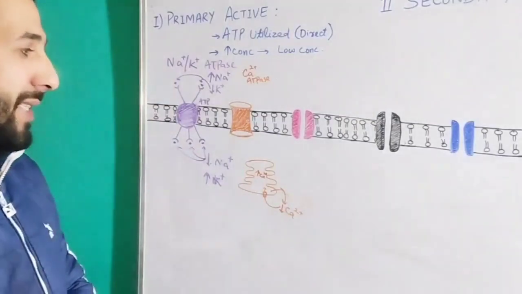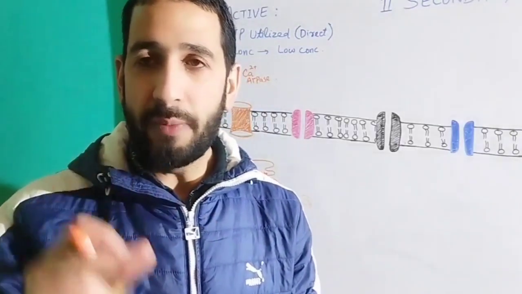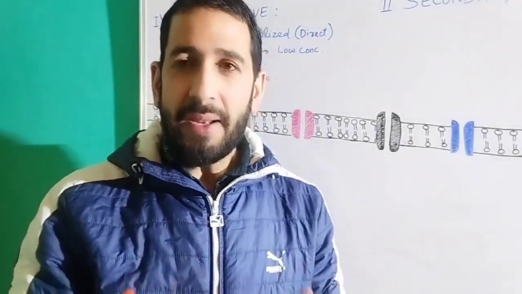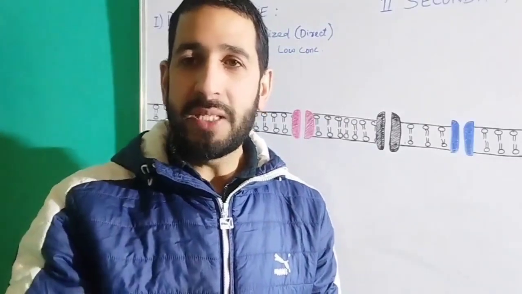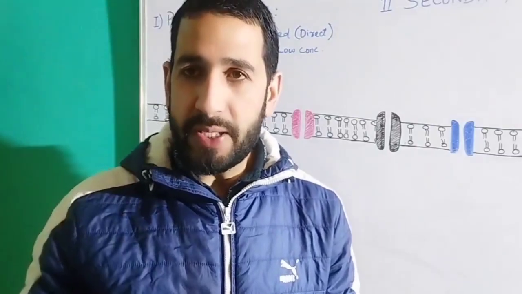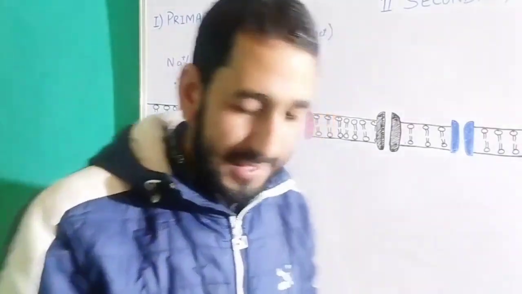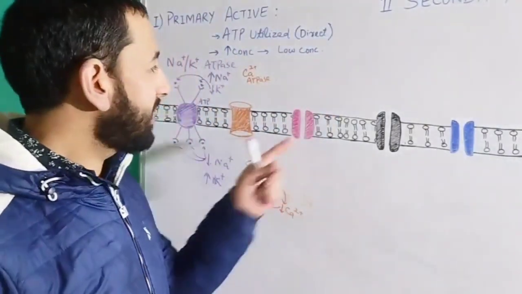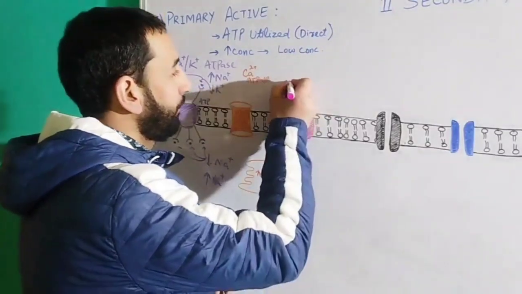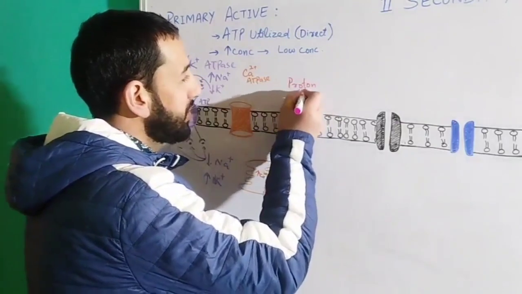Right. So this is the second example, which is calcium ATPase, and this calcium ATPase is particularly in the membrane of the sarcoplasmic reticulum, where it is taking the calcium from the cytoplasm of the muscle cell into the sarcoplasmic reticulum from low concentration to high concentration. Now, that is all about the calcium ATPase. Now, the third example which we are going to talk about is called the proton pump. It is the third example of the primary active transport.